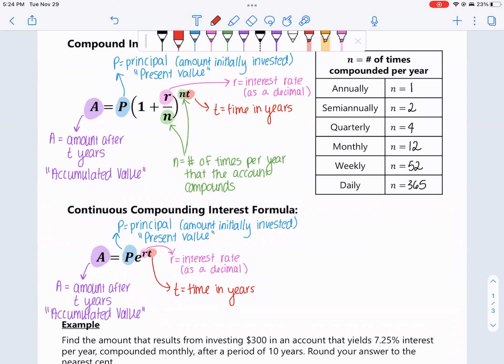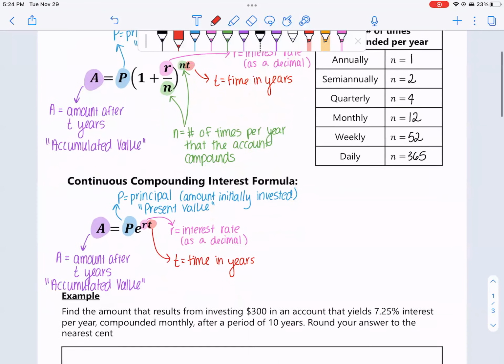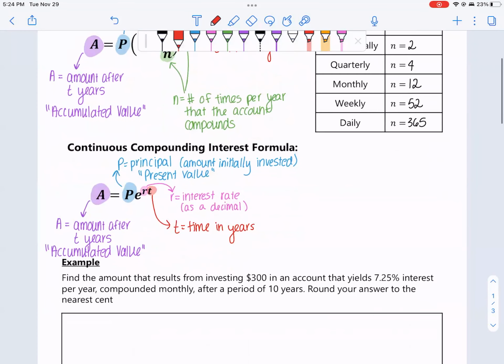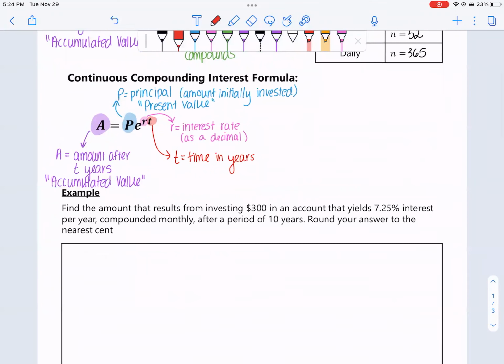Okay, so these are the different formulas that we use to compute how much money we'll have in our account after a certain amount of time based on our interest rate, based on how it compounds. Let's do some problems with it. So first example, find the amount that results from investing $300 in an account that yields 7.25% interest per year, compounded monthly, after a period of 10 years. Round your answer to the nearest cent.